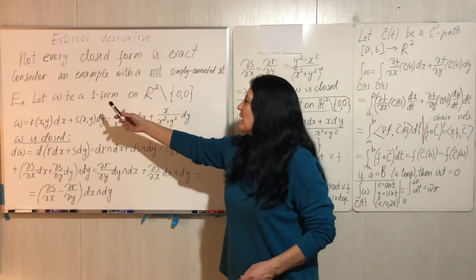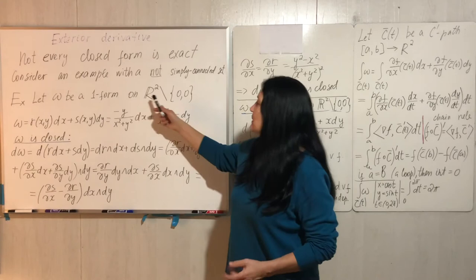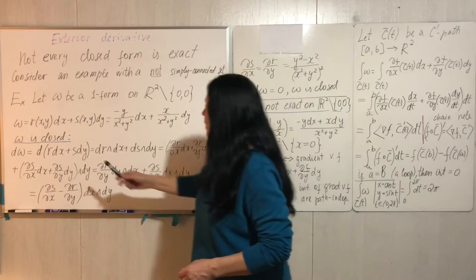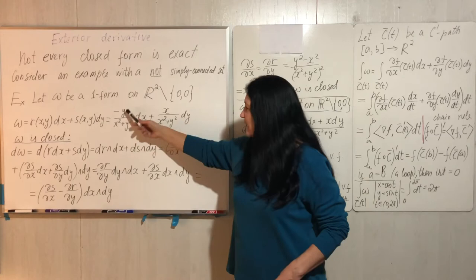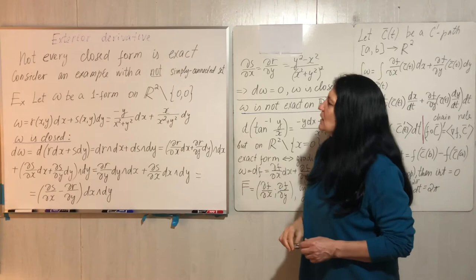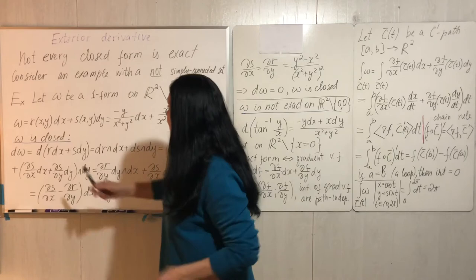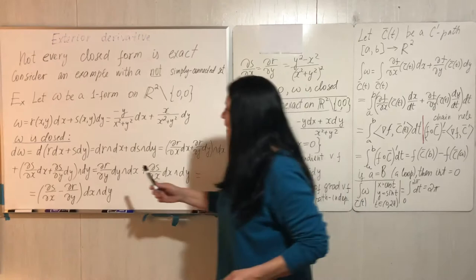Here omega is a one-form given on a not simply connected domain, R2 minus the origin. And omega is the following form: negative y over x squared plus y squared dx plus x over x squared plus y squared dy. Let's see that omega is closed. To see that, we just compute its differential.